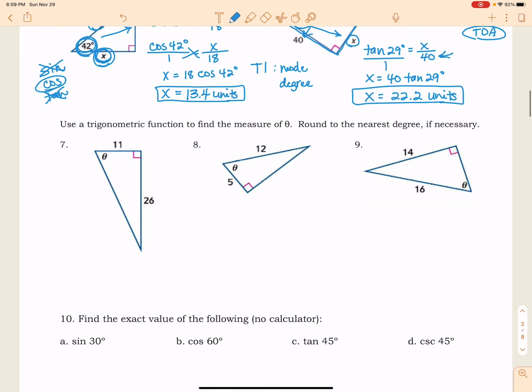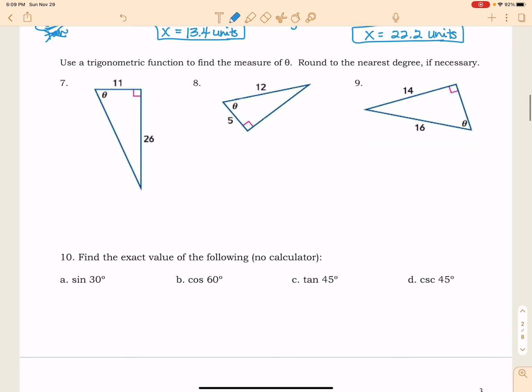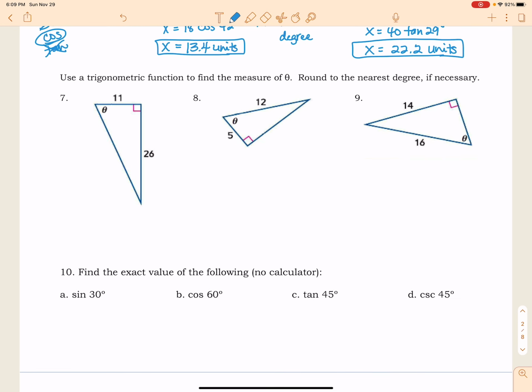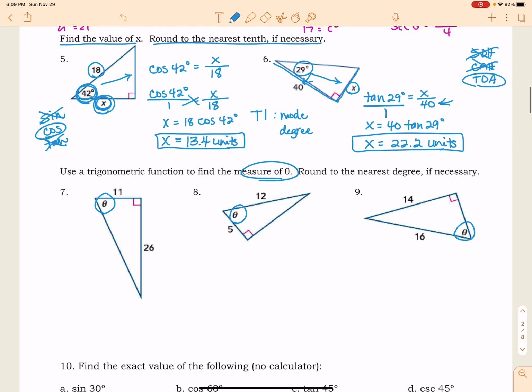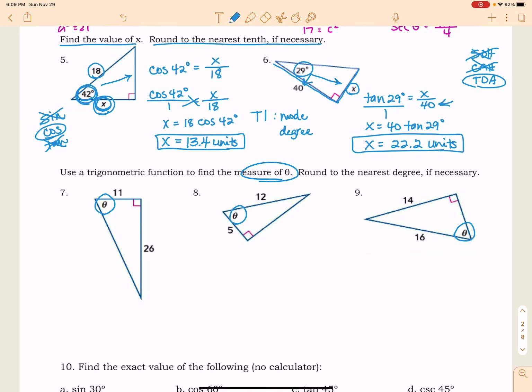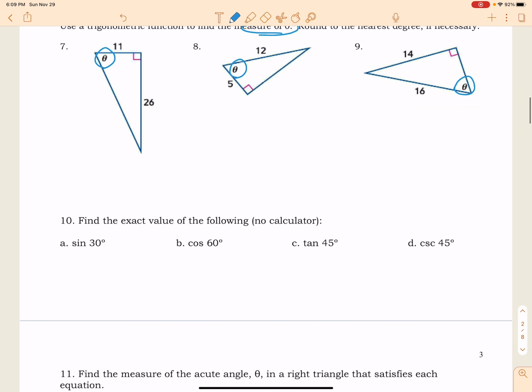Okay, so now let's look at these triangles. Use a trigonometric function to find the measure of theta, round to the nearest degree if necessary. For these, now you're looking for the angle. Notice that in the ones up here, we were looking for a side. That will change things a little bit in how we use the calculator, not how we set it up.